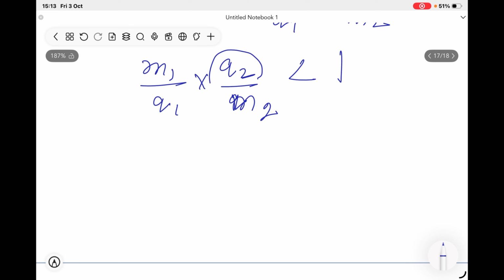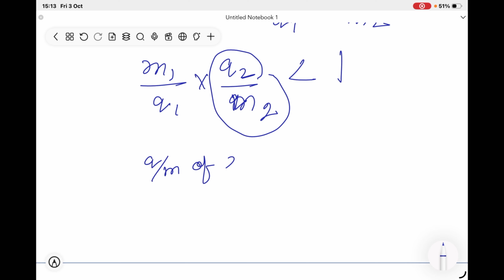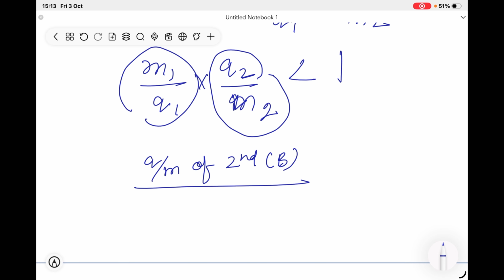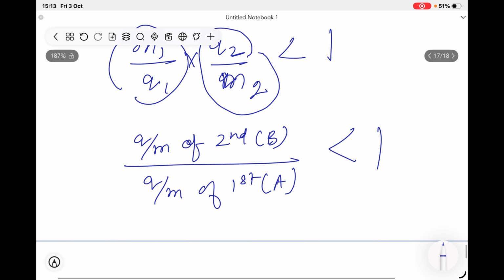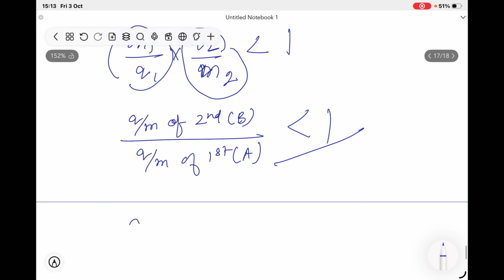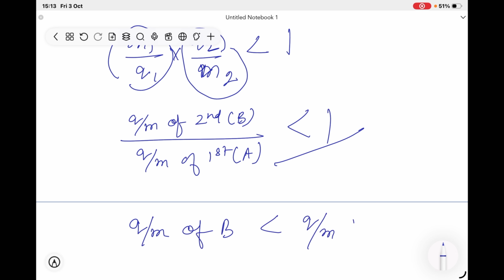This is charge to mass of second है ना, तो you can write Q by M of second यानी कि B, and then this is Q by M नीचे है ना, तो उल्टा हो गया वो Q by M of first as in A. ये कितना आ रहा है? लेस देन 1. सो हो गया कंपैरिजन. इसको आप उधर लेके चले जाइए. सो चार्ज बाय मास रेशियो ऑफ B is less than charge by mass ratio of A. So this is how I have compared. You can do the practice of this question number of times.